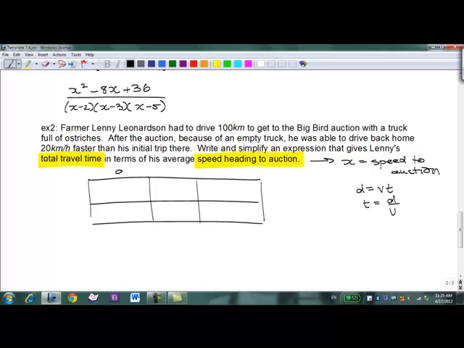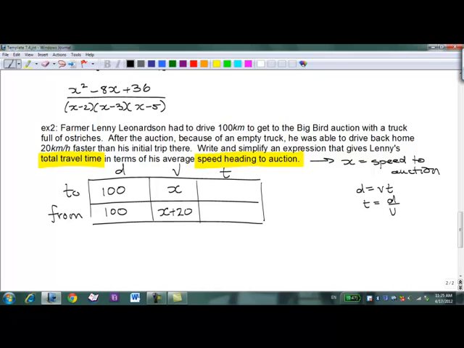We have distance, velocity, time. We have to the auction and from the auction. So what I know is that the velocity heading to auction is our x value. He had to drive 100 kilometers to get there, so it's 100 distance to it and 100 distance back. After the auction, because of an empty truck, he was able to drive back home 20 kilometers an hour faster than his initial trip. So faster would be his initial velocity plus 20.